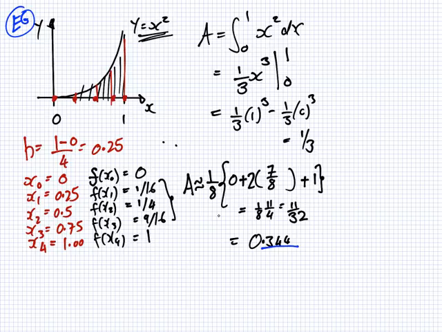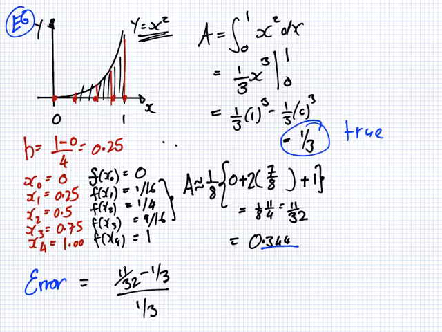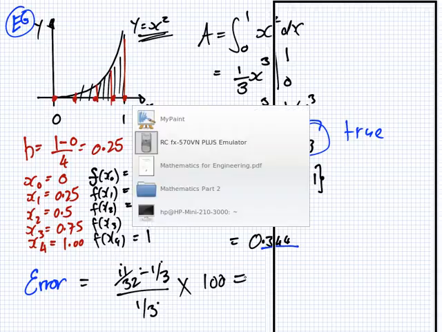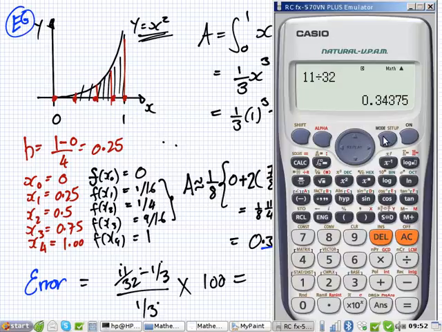Now, the other thing I'd like to do is calculate the error. Now, you can only calculate the error if you know the true answer. So I do. Let's calculate it here. So the error would be 11 over 32 minus 1 over 3, over 1 over 3. Value minus true over true times 100. You probably did this in chemistry as well, and we might have mentioned it in physics, but I just don't remember right now.